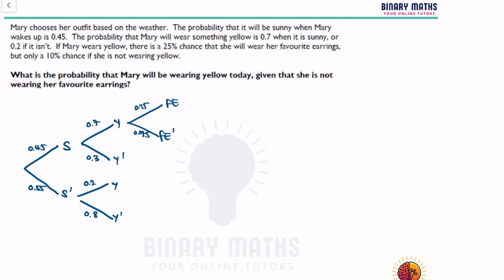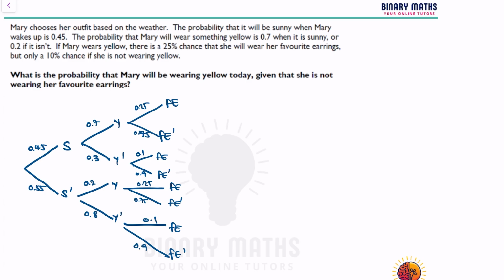But only a 10% chance if she is not wearing yellow. So favorite earring is 0.1 if she's not wearing yellow, so not favorite will be 0.9. Similarly, favorite earring and not favorite earring is 0.25 and 0.75 if she wears yellow. And if she's not wearing yellow, it's the same as before, a 0.1 chance of wearing her favorite earring, and a 0.9 chance of not wearing it.